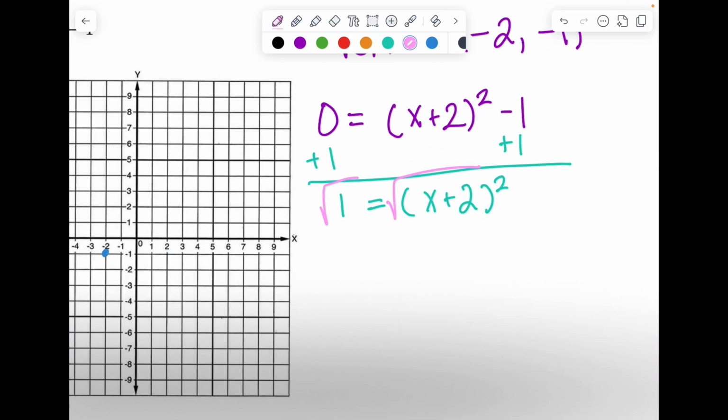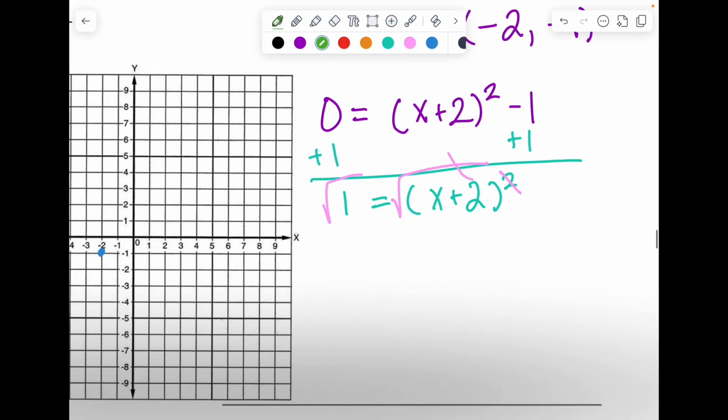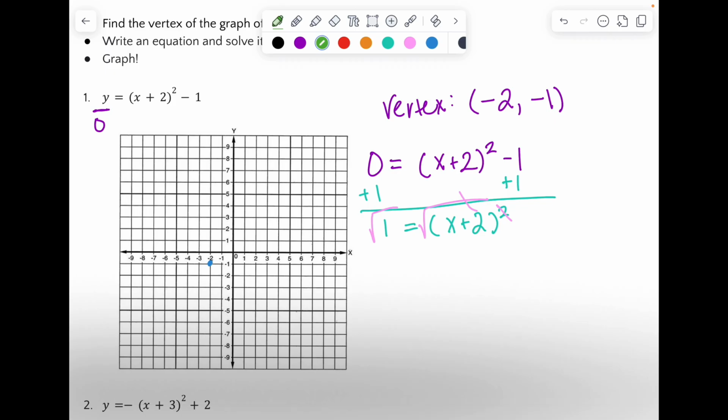So if we're looking at the right, a square and a square root, those are going to undo each other. So the only thing that we'll be left with on the right-hand side now is x plus 2. On the left, we have the square root of 1. And remember, yesterday we talked about how we always get 2 answers anytime we square root something. If we're thinking about what number times itself would give us 1, 1 times 1 would give us 1. -1 times -1 would also give us 1.